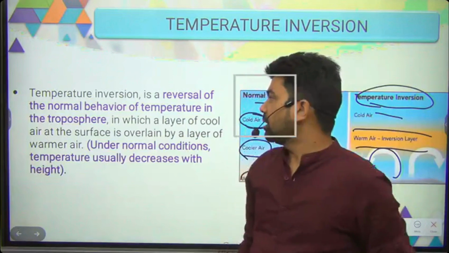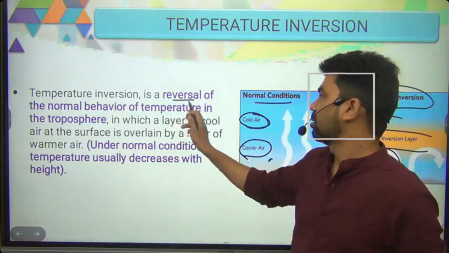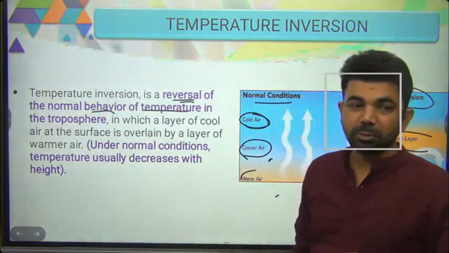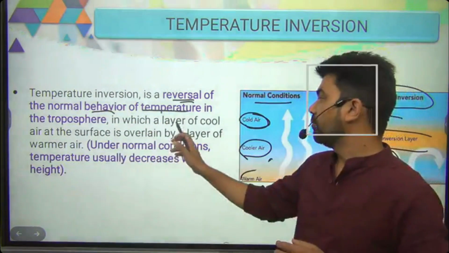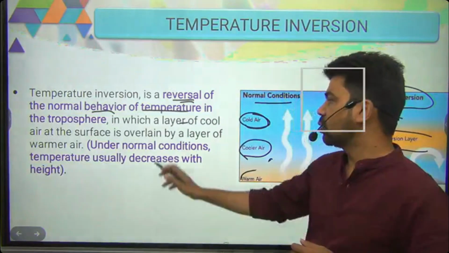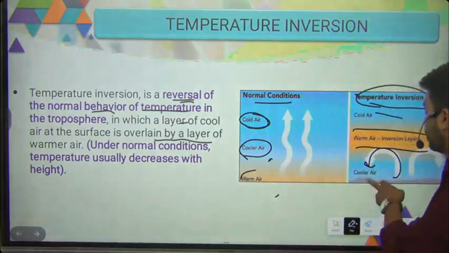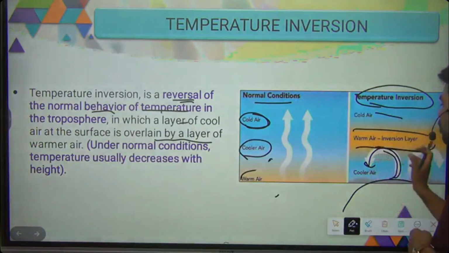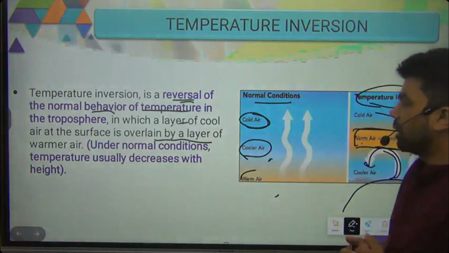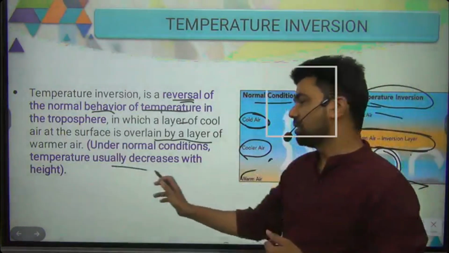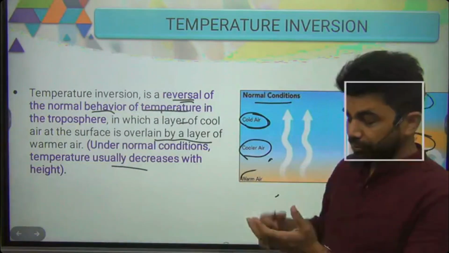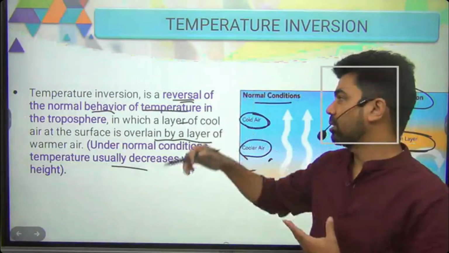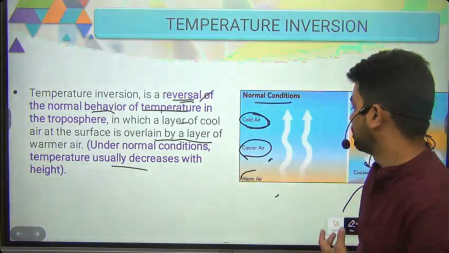So temperature inversion is a reversal of the normal behavior of temperature in the troposphere. This is one of the phenomena which happens only in the troposphere, in which a layer of cool air at the surface is overlain by a layer of warmer air. Like this is our earth, here there was cool air, and after that there's a layer of warm air. Under normal conditions, temperature usually decreases with height, right? So after a layer of cold air, there is a layer of warm air. That happens in temperature inversion. Okay.